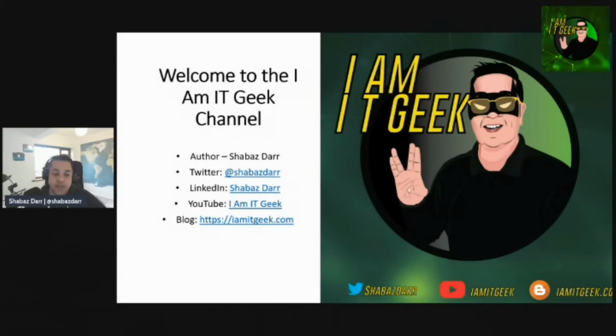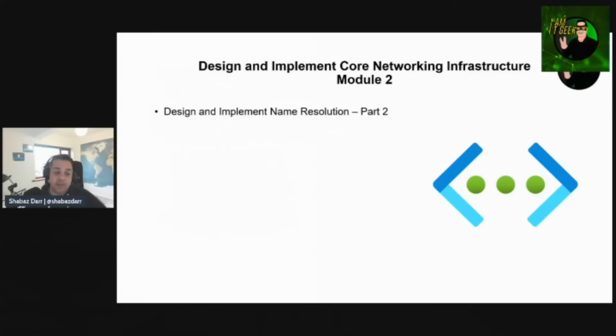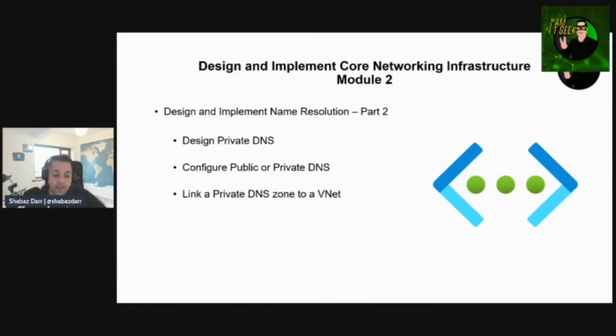As I mentioned, we are deep into Module 2, which is designing and implementing core network infrastructure solutions, and designing and implementing name resolution part 2 today. So we're going to talk about designing private DNS. We're then going to talk about designing and configuring public or private DNS. And then we'll talk about linking a private DNS zone to a VNet.